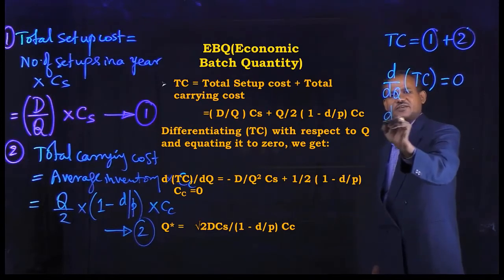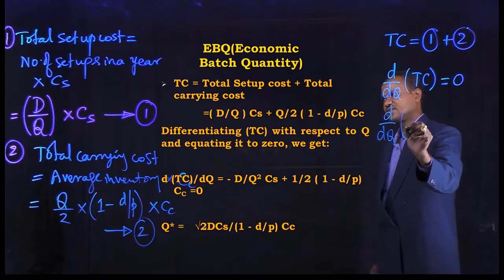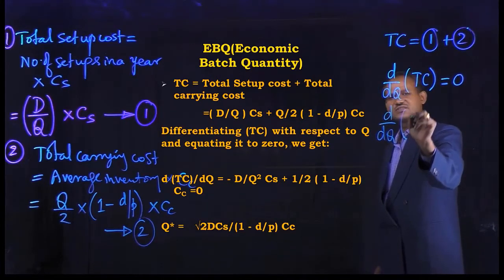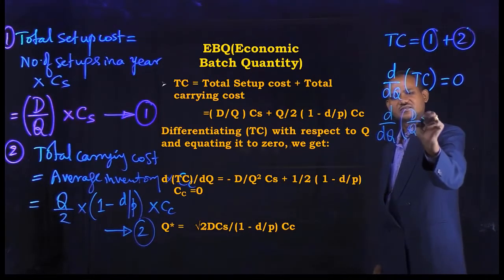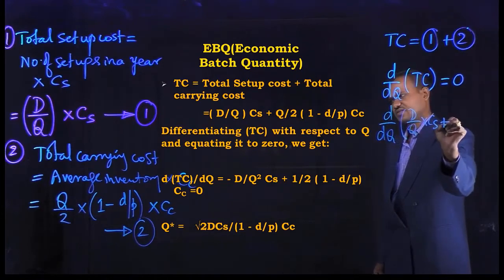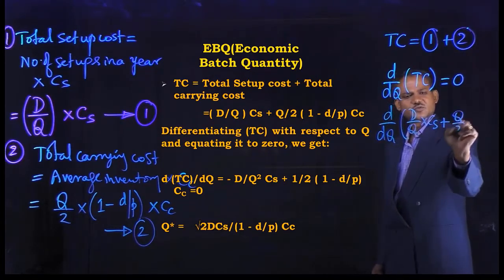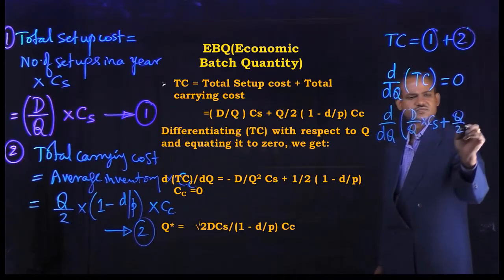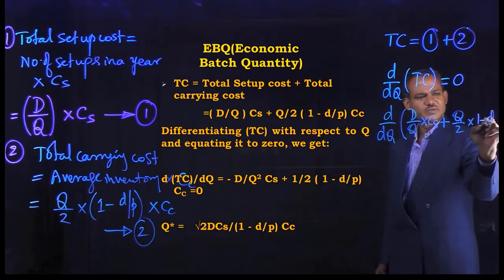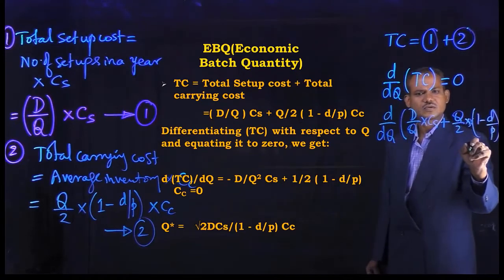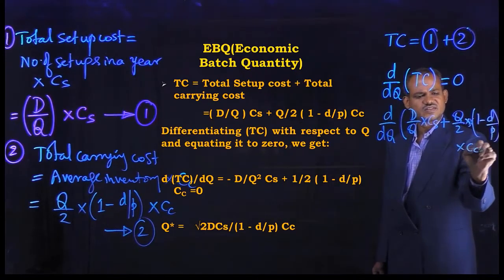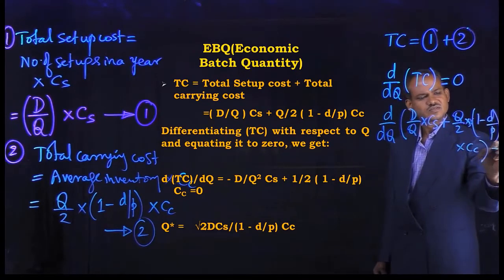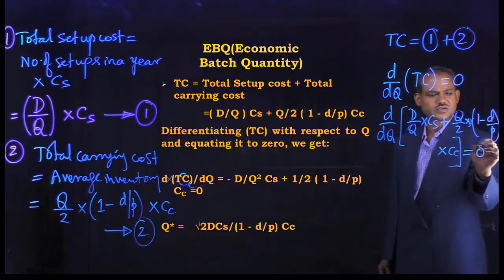d by dQ of TC, means total cost, means (D by Q) into CS plus (Q by 2) into (1 minus D by P) into CC is equal to 0.